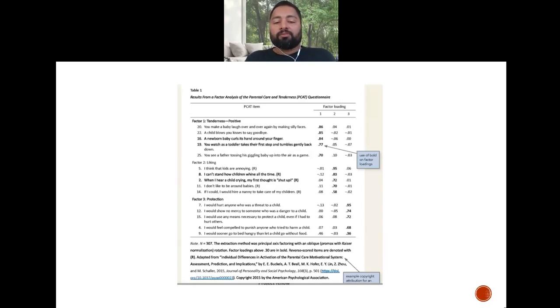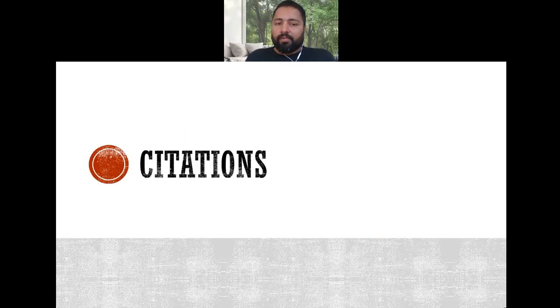So, copyright 2015 by American Psychological Association. That has to be given. That is very important. This is what the table looks like in APA 7th edition for the factor loading. For exploratory factor analysis, the citations part is very important.